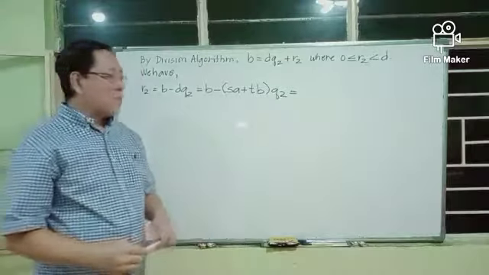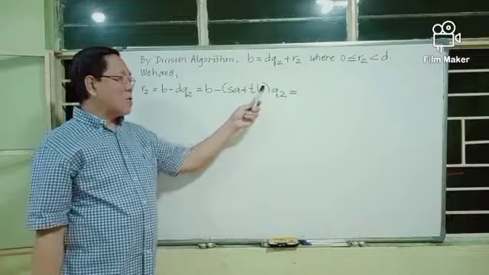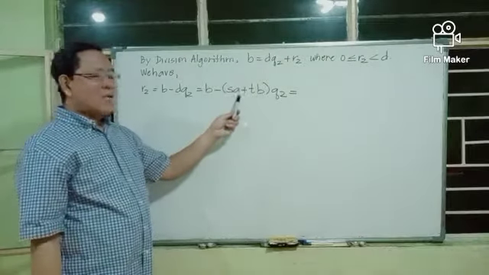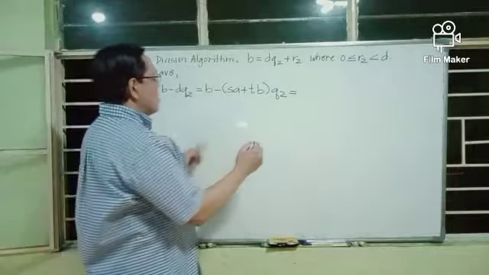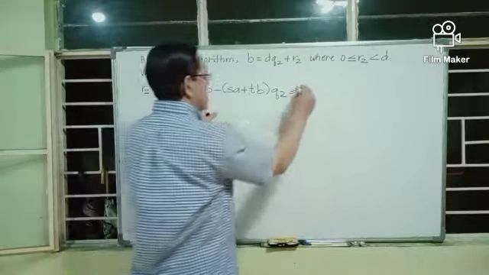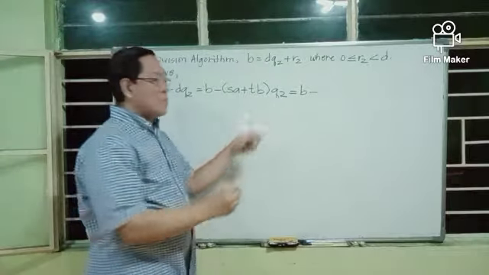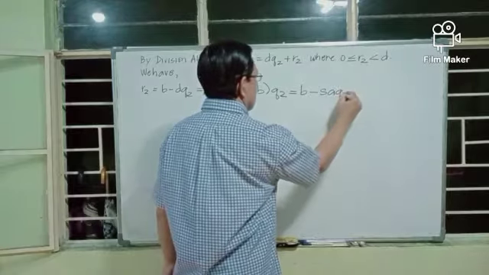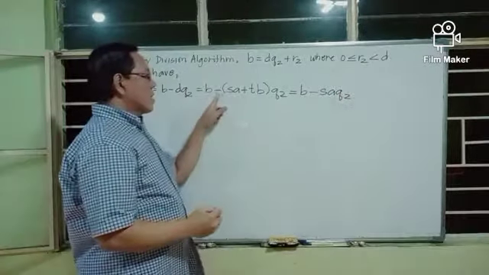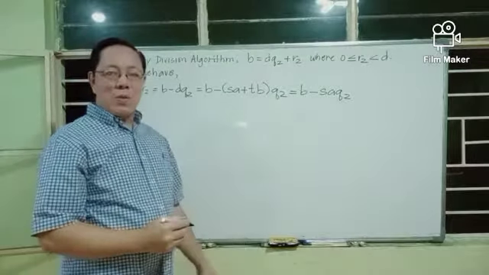And we remove the grouping symbols here by distributive property of multiplication over addition. Multiply each of these terms by negative Q2. We have B, minus SAQ2, negative Q2 multiplied by TB, minus TBQ2.